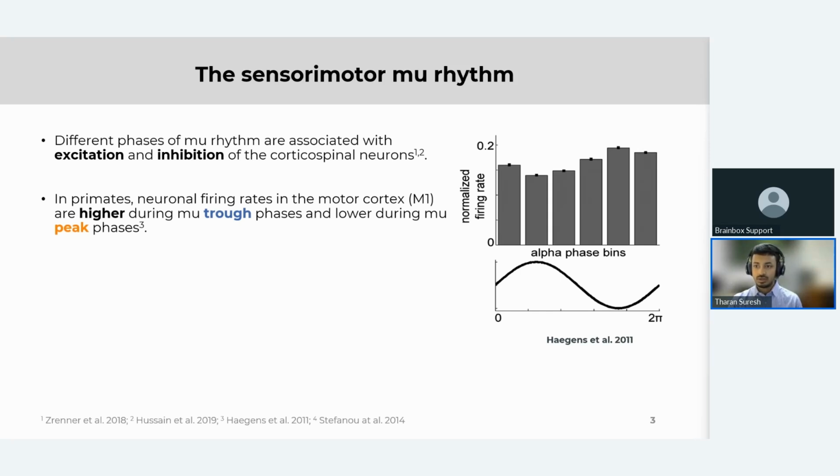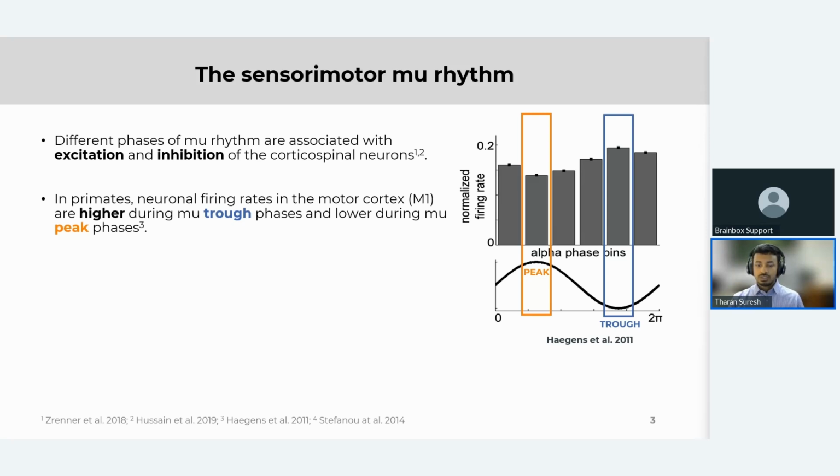Evidence for this comes from a 2011 study where they recorded single neuron firing rates from M1 in non-human primates, which is plotted here with the normalized firing rate along the y-axis and the phase of the alpha band on the x-axis. You can see here that the highest firing rates correspond to trough phases, and the lowest firing rates correspond to peak phases.